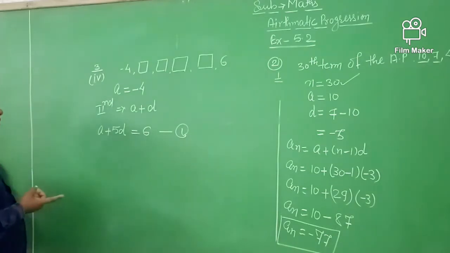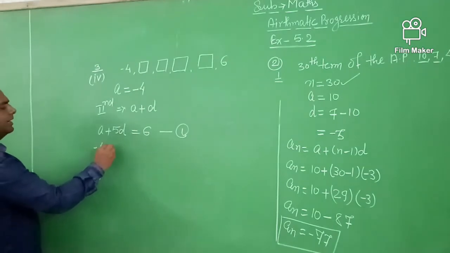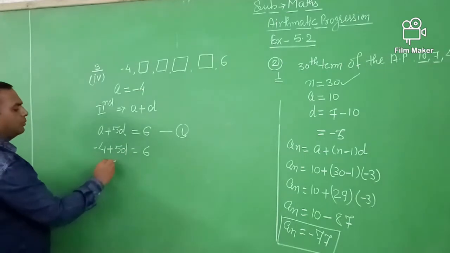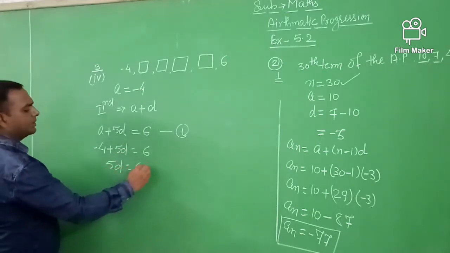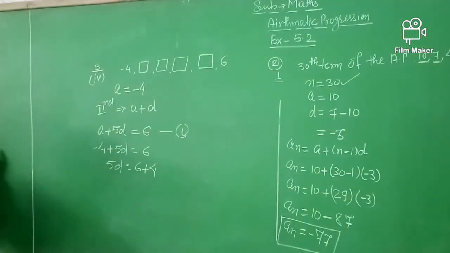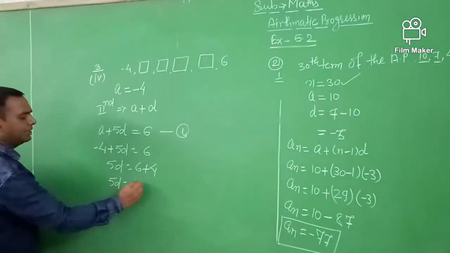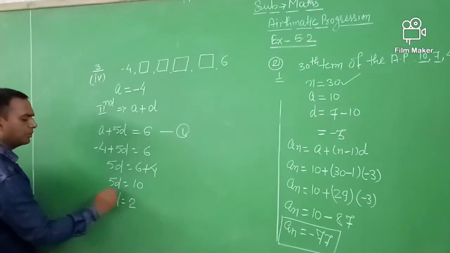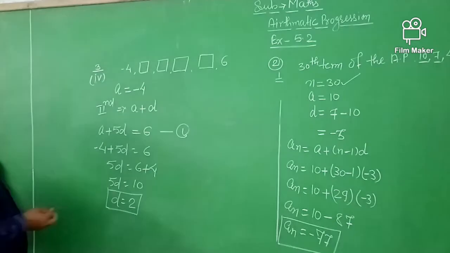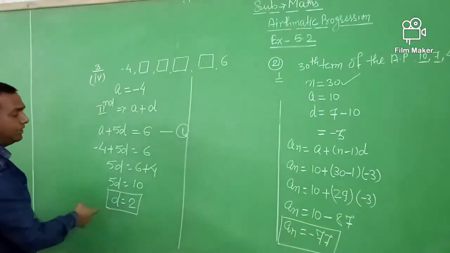You put the value of a from here, so minus 4 plus 5d is equal to 6. Therefore 5d is equal to 6 plus 4, because minus 4 goes to the other side and converts into plus 4. So 6 plus 4 is 10. 5d is equal to 10. Therefore d is equal to 2, because 5 twos are 10. Now the value of d is given, so the first term and d are both found.